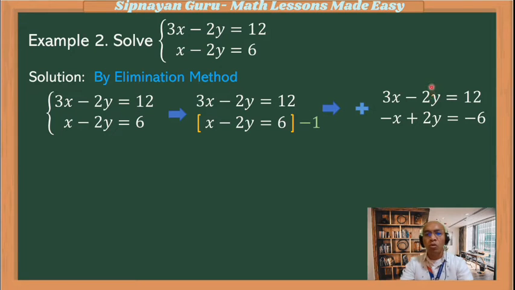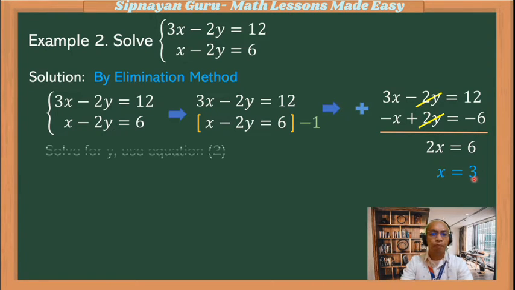We are now ready to eliminate the variable, so we will add the two equations. So by adding the two equations, these two additive inverses will be cancelled out. So what is left is these terms. 3x plus negative x, 2x. Then 12 plus negative 6 is positive 6. Divide both sides by 2 to solve for x, so the x is equal to 3.